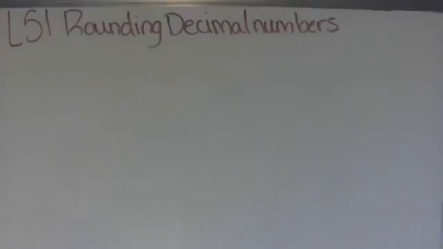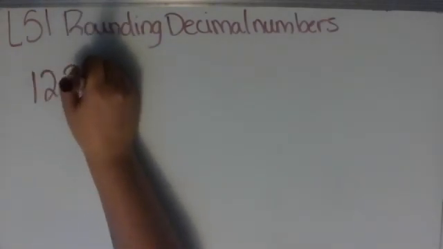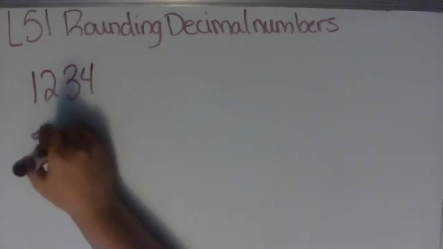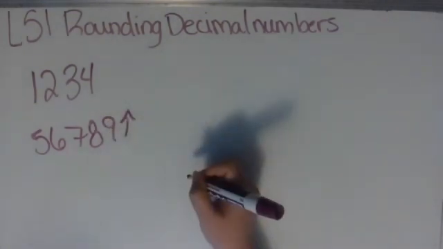This is lesson 51 for course 1, rounding decimal numbers. So when you're rounding decimal numbers, you're doing the exact same thing that you do when you round normal numbers. As a reminder, 1, 2, 3, and 4 tell you to stay the same, and 5, 6, 7, 8, and 9 tell you to go up to the next number.